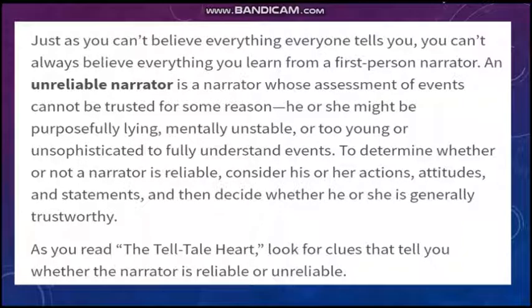To determine whether or not a narrator is reliable, consider his or her actions, attitudes, and statements, and then decide whether he or she is generally trustworthy. So, as you read The Tell-Tale Heart, look for clues that tell you whether the narrator is reliable or unreliable.